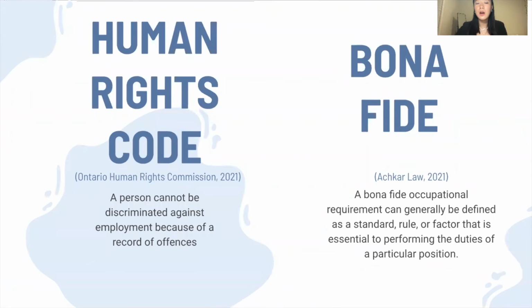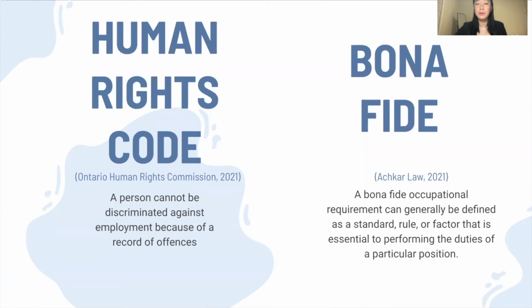If you do plan on implementing a police record check and you do find that they have a past of committing offenses, you cannot let that get in the way of you making a decision whether to hire that person or not. Under the Human Rights Code, a person cannot be discriminated against in employment because of a record of offenses. So that is the one thing to keep in mind.